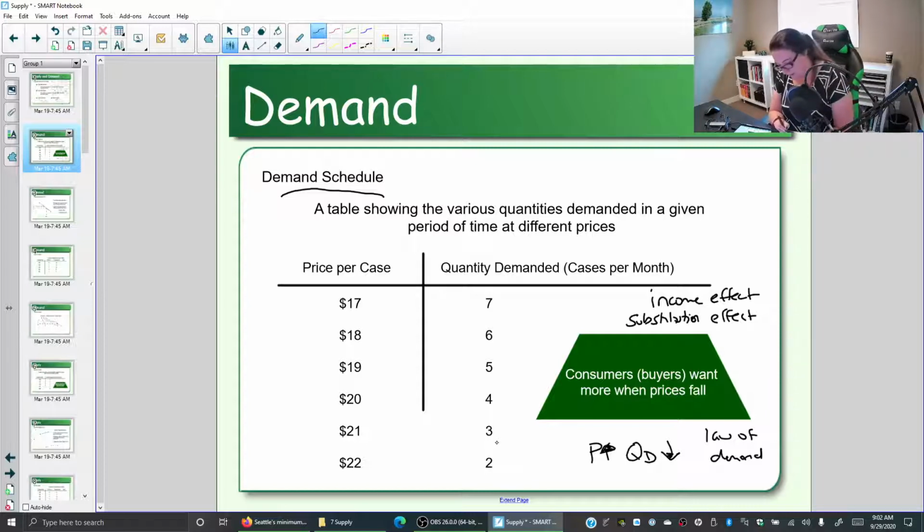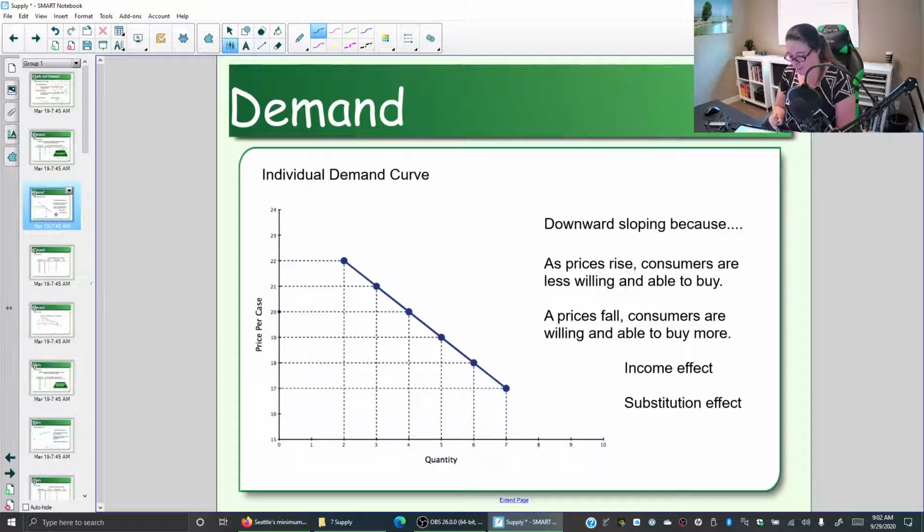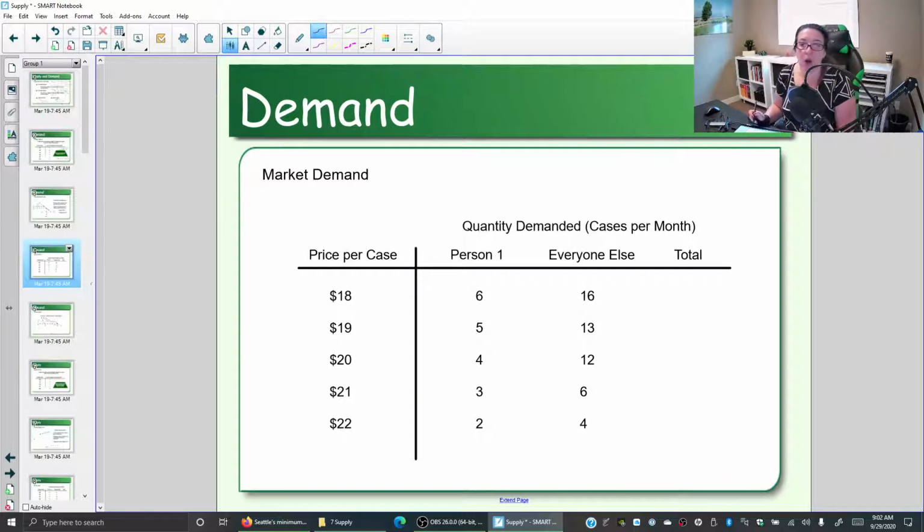If we graph this information, then what we get is a downward sloping demand curve. We can see this relationship between price and quantity demanded. As the price goes up, the amount we're willing and able to buy goes down. Well, this is an individual demand curve. To find the market demand curve, we would need to add up the quantity demanded at each price.